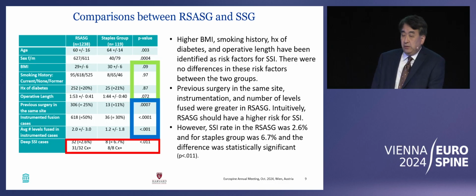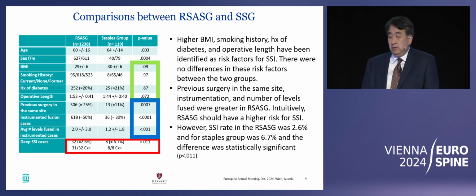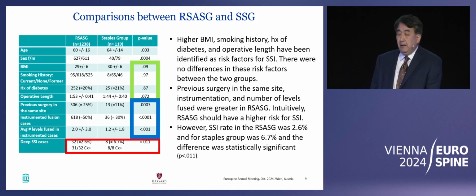However, the infection rate was 2.6% in the subcuticular group and 6.7% in the staples group, and the difference was statistically significant.